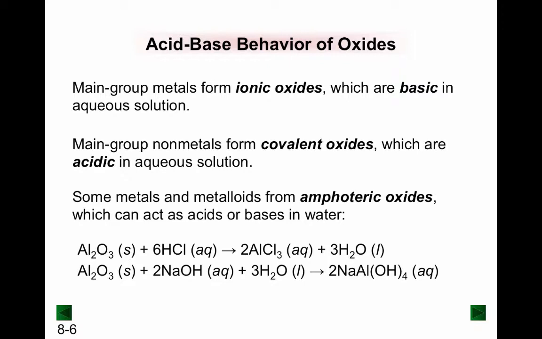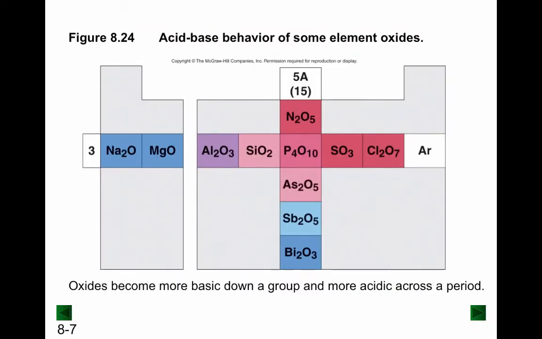Nonmetals tend to share electrons with oxygen, forming covalent nonmetal oxides. Nonmetal oxides produce the hydrogen ion when placed in water and thus are considered to be acidic. Some metals and metalloids, such as aluminum, have the ability to behave as an acid or a base in water. Such oxides are said to be amphoteric oxides.